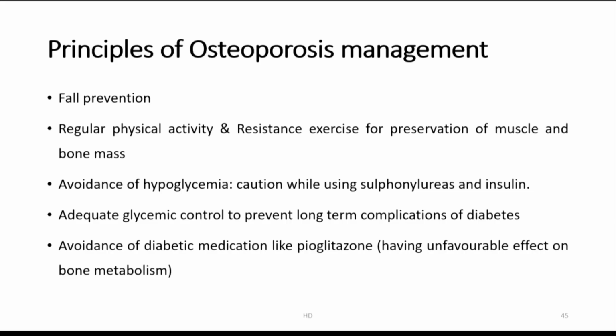And if the patient has type 2 diabetes or type 1 diabetes, the patient should be advised to avoid hypoglycemia. So in such patients, we should be cautious while using sulfonylureas. We should avoid diabetic medications like pioglitazone, which are associated with bone loss. And adequate glycemic control should be achieved to prevent long-term complications such as retinopathy and neuropathy that also can lead to increased fall risk.